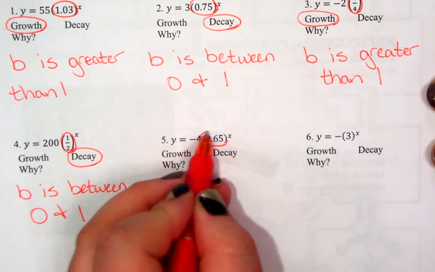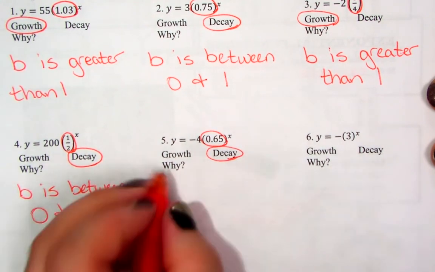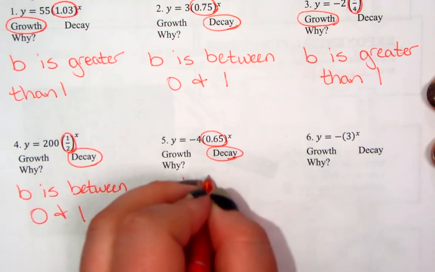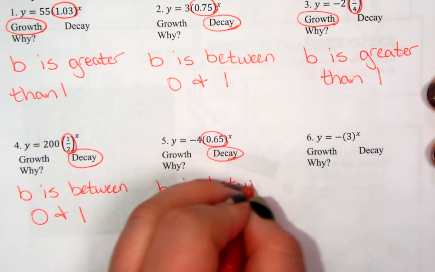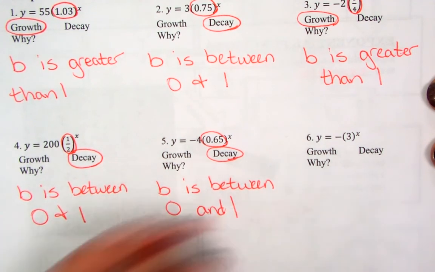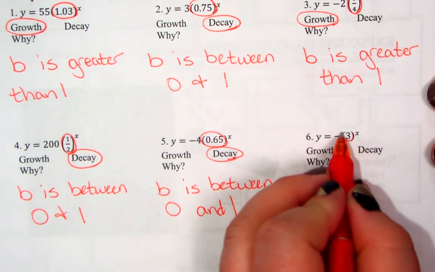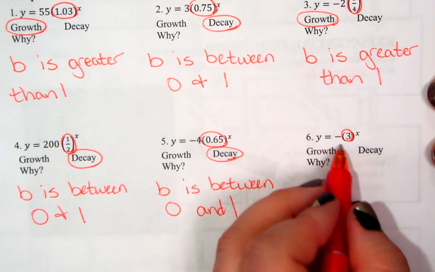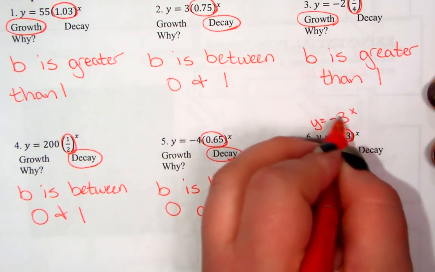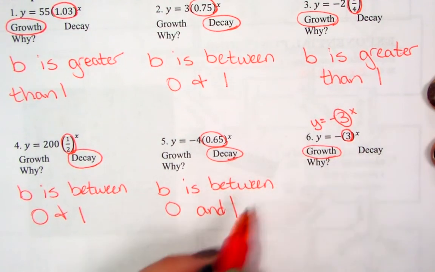0.65 is my b value, and that's between 0 and 1, so this is decay. Why? Because b is between 0 and 1. And finally, this 3 is my b value. Even if there were no parentheses, even if it was written as this, just the 3 would be the b value. This is growth because it's bigger than 1.